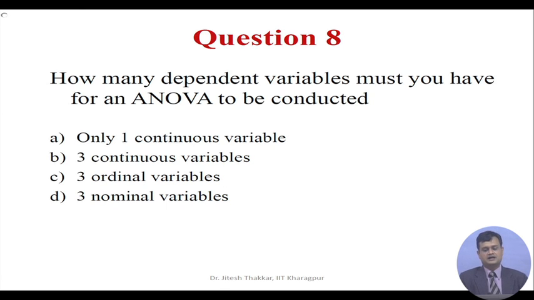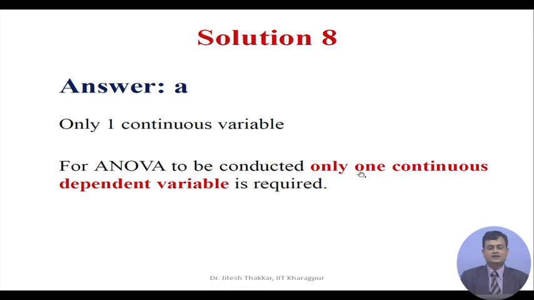Question 8. How many dependent variables must you have for an ANOVA to be conducted? A, only one continuous variable, B, 3 continuous variables, C, 3 ordinal variables, and D, 3 nominal variables. The correct answer is A, only one continuous variable. For ANOVA to be conducted, only one continuous dependent variable is required.